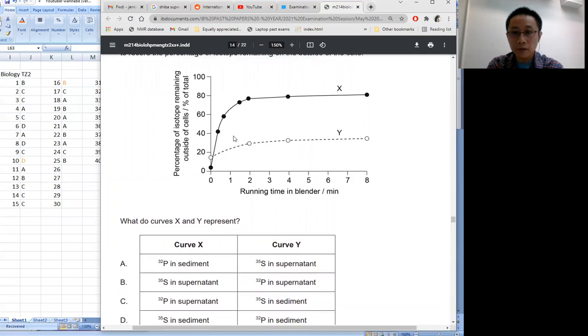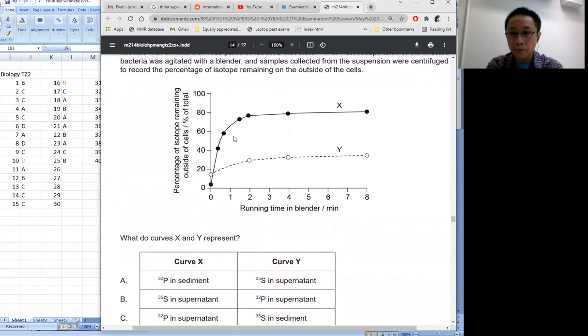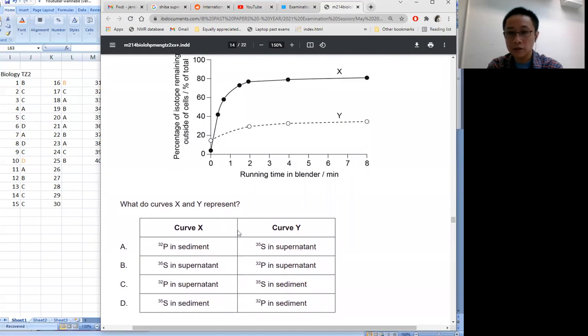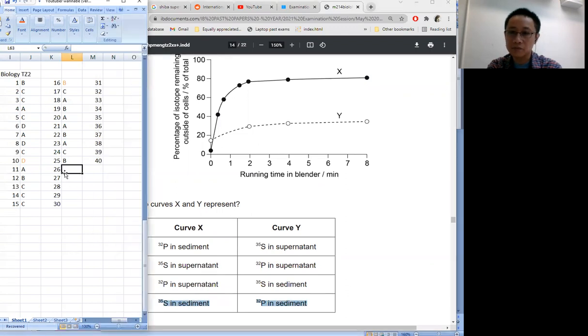Oh, that's interesting. There was a lot of phosphorus in the pellet, so I'm guessing X is the pellet, which they call the sediment. Sulfur is mostly in the supernatant. So B and C are clearly wrong. Well, no, A may be correct, and then B may be correct. No, wait. B and C are clearly wrong. Well, D is clearly wrong, so that can't be double sediment. Okay, so it has to be. Well, can it be double sediment?